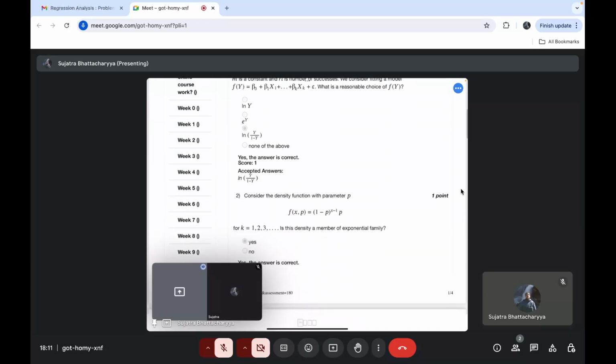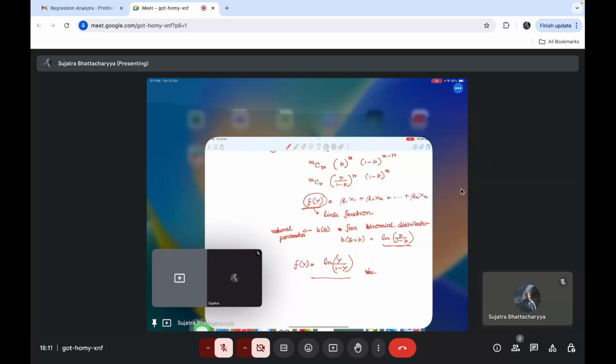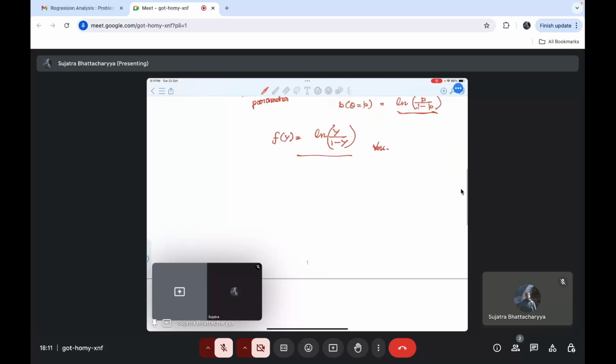Next, consider the density function with parameter p, where it is given that f of x comma p is (1 minus p) to the power x minus 1 into p, for x = 1, 2, and so on. Is this density a member of the exponential family? Well, let's see whether it is of the exponential family or not. So what is that function?